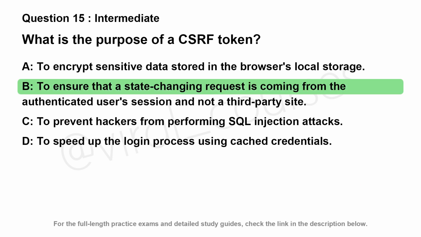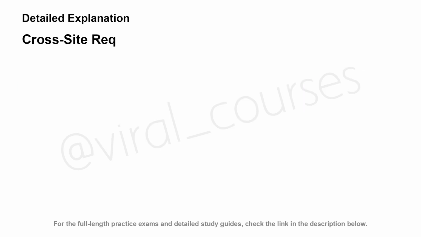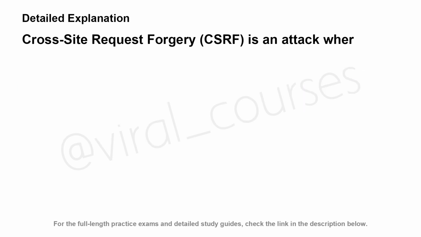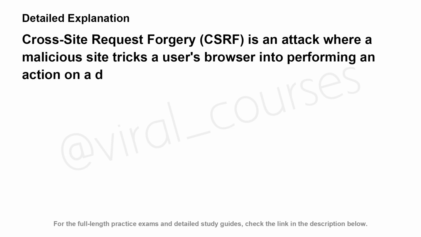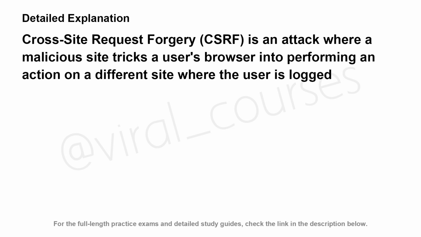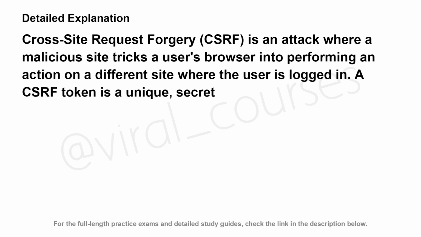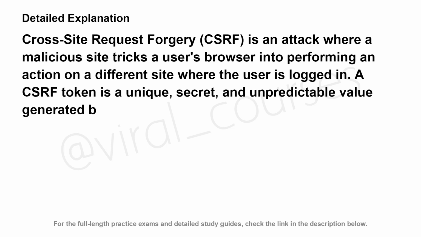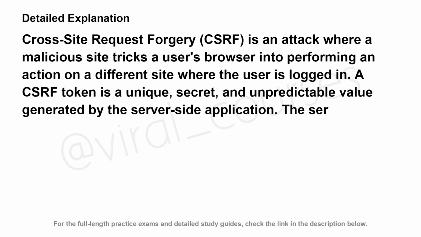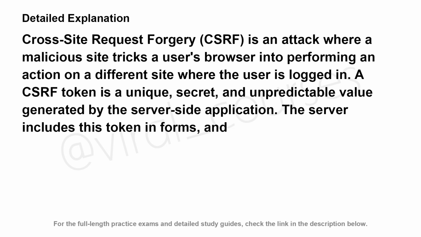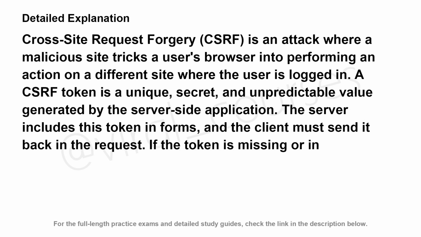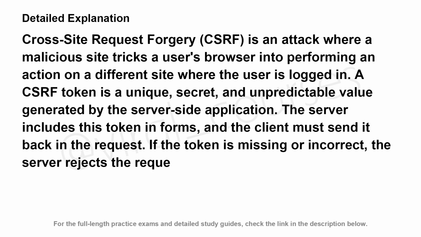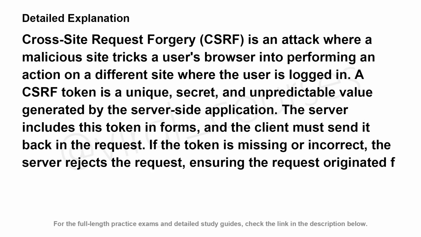The correct answer is B. Cross-site request forgery, CSRF, is an attack where a malicious site tricks a user's browser into performing an action on a different site where the user is logged in. A CSRF token is a unique, secret, and unpredictable value generated by the server-side application. The server includes this token in forms, and the client must send it back in the request. If the token is missing or incorrect, the server rejects the request, ensuring the request originated from the intended application.